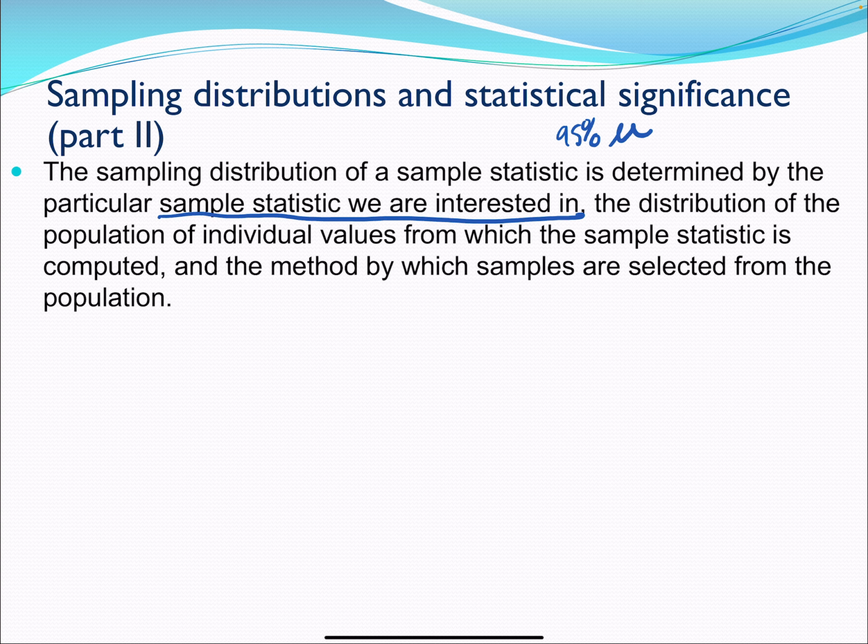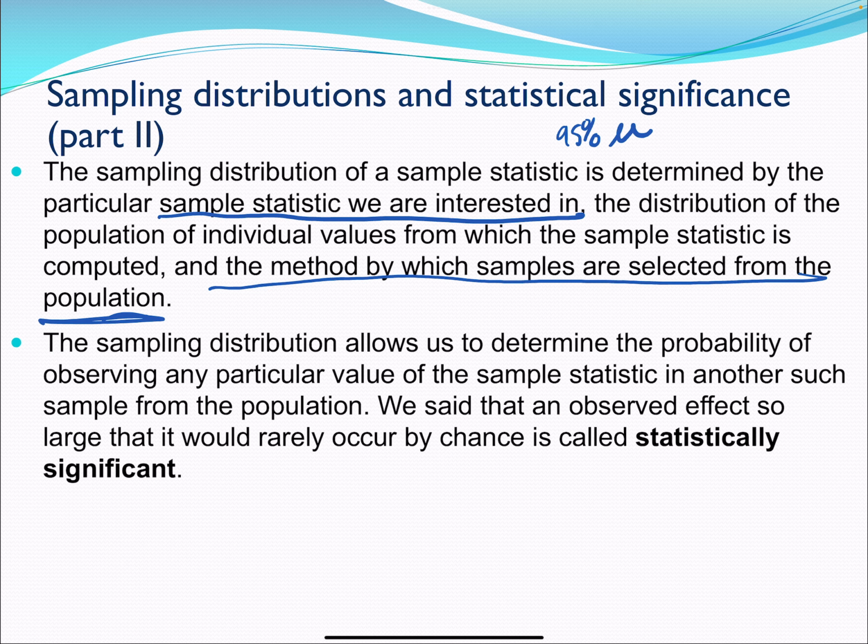It is also determined by the distribution of the population of individual values from which the sample statistic is computed, and the method by which the samples are selected from our population, right? We need them to be a simple random sample. We need them to be representative. But sampling distributions allow us to determine the probability of observing any particular value. And we said that an observed effect so large that it would rarely occur is called statistically significant. We're going to get more into detail about what's statistically significant in the next chapter.